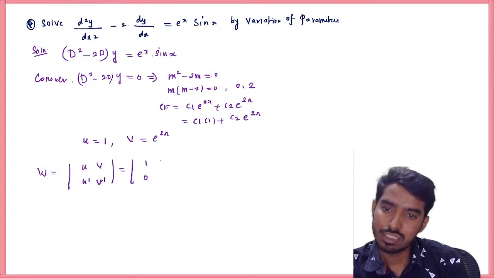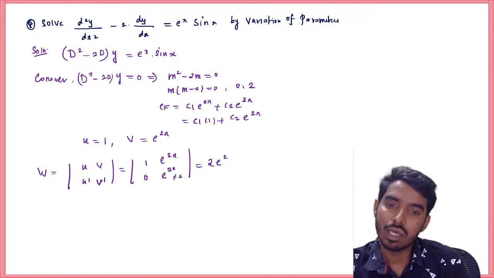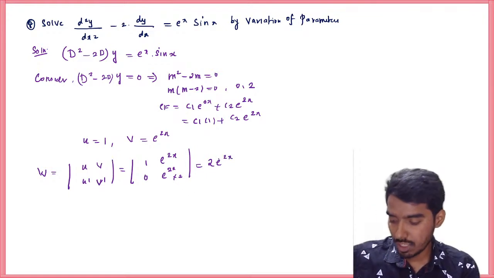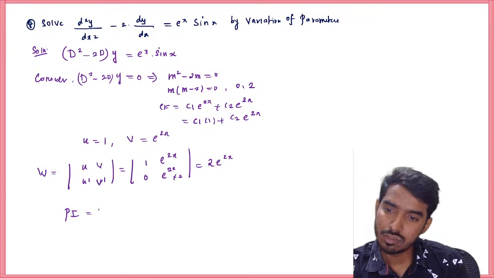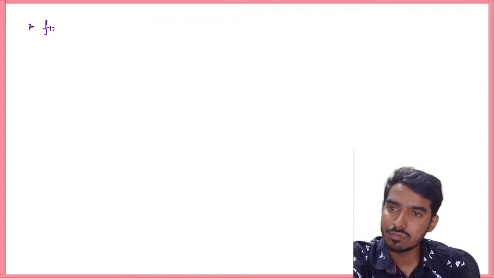So 1, 0, e power 2x, e power 2x into 2. So you'll have 2 e power 2x, right? 2 e power 2x is your Wronskian. Therefore, your PA is u into f of x plus b into g of x. So we know u and b. Now find f of x and g of x.